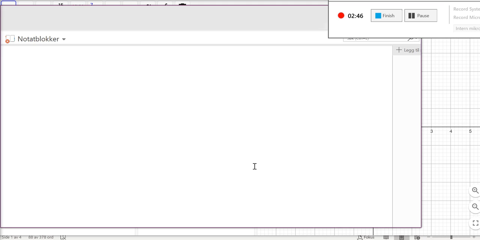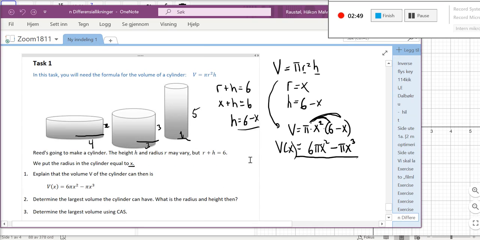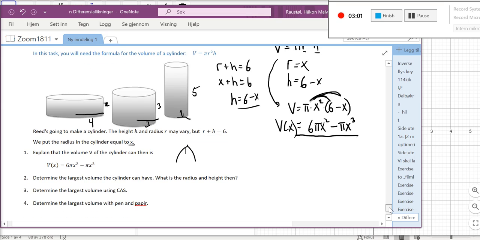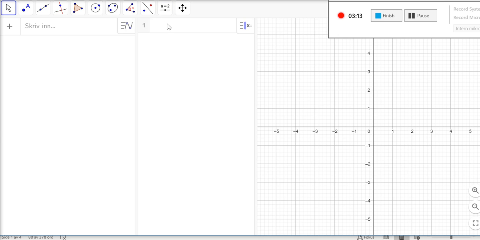That is of course the easiest thing. Just draw the graph on GeoGebra and find the maximum point. Or we can use CAS, I will show that, or we can do it by pen and paper. If you want to find the maximum point with pen and paper, we have to put the derivative equal to 0, right, like that. Let's do it on GeoGebra first.